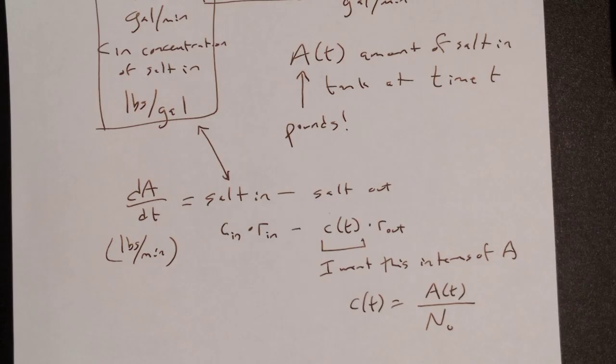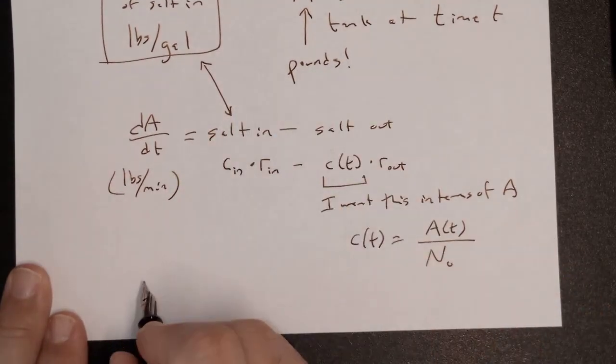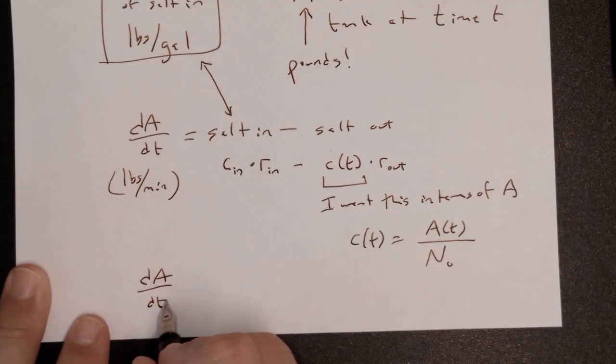That's a number, N0. I don't know what it is. I think in the example, the tank was 300 gallons on Friday, but it could be any size. It could be 100, it could be 7,000, it could be 3 million gallons. But I need to know how much salt is in it. That's A. And then I need to know the number of gallons. This is now pounds per gallon, gallons per minute. That's pounds per minute.